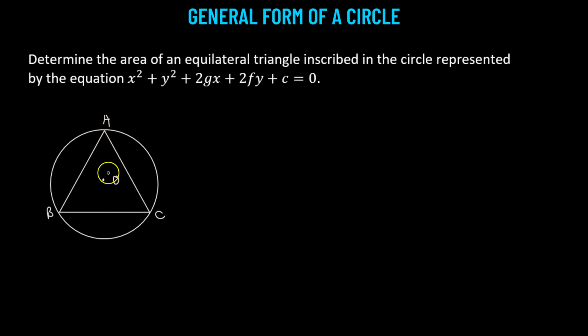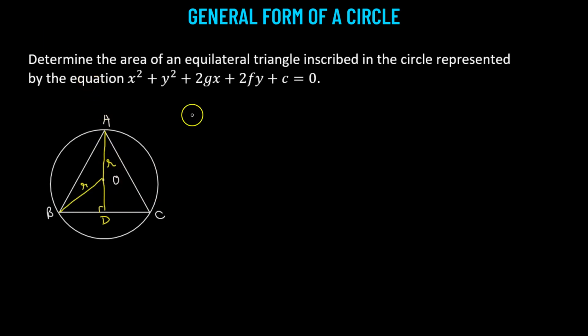To find the altitude, we'll join OA, and then from O, we're going to drop a perpendicular on BC. So that is going to be 90 degrees. Let's call it D. Now OA is nothing but the radius of the circle. Similarly, if we join OB, that's also going to be the radius of the circle. So using this information, let's try to find first the length of the base and the length of the altitude.